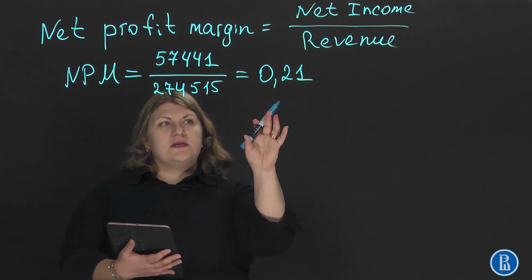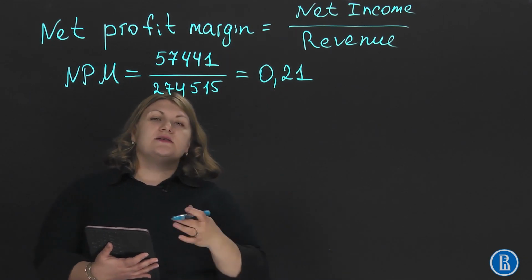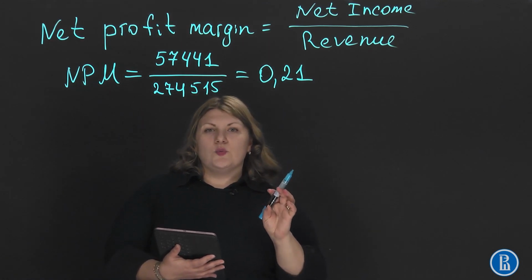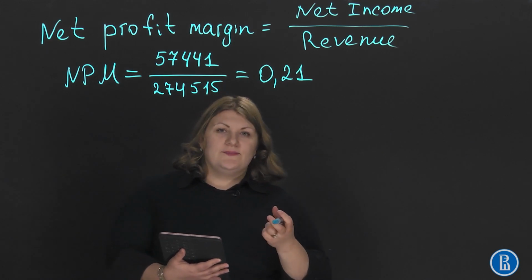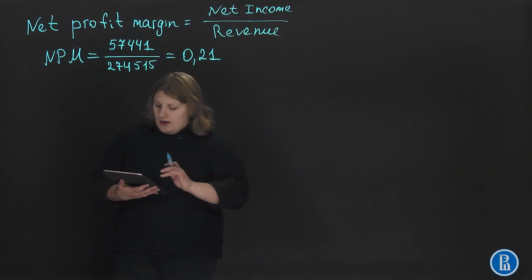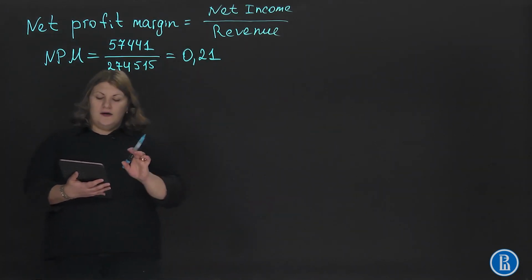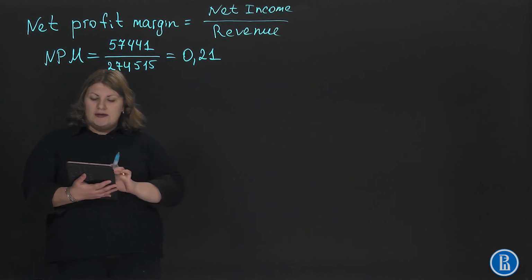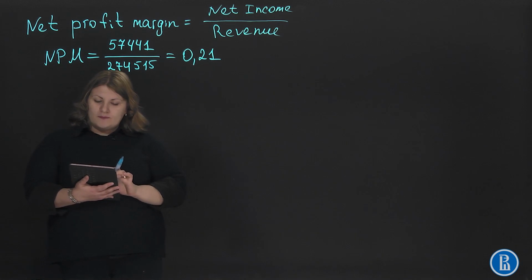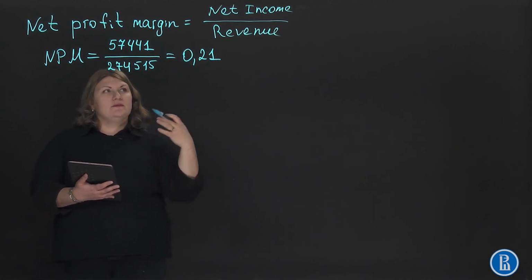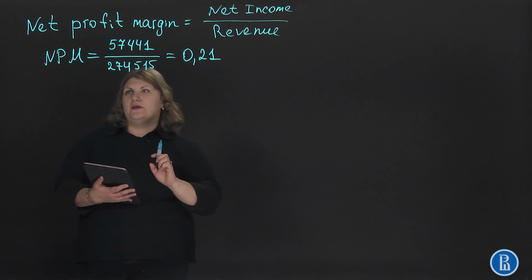First of all, we need to understand that this is an indicator. This is not an answer to our question, right? This is something which should be interpreted. And this is true for all the ratios. We have found the profit relative to the revenue, right? So we have calculated net profit margin by dividing the net income or net profit over the total revenue.